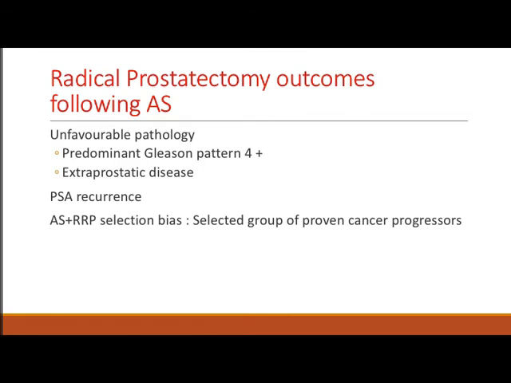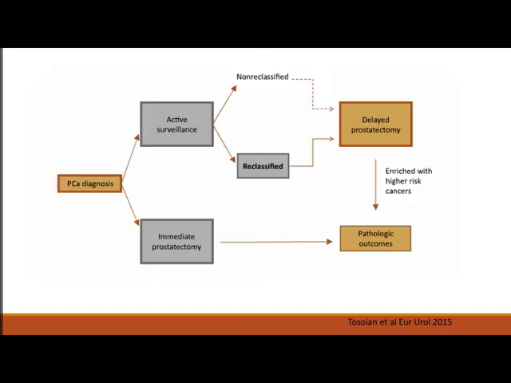So, radical prostatectomy outcomes from our cohort: we looked at unfavorable pathology, which is primary pattern 4 or greater and T3 disease. And we looked at PSA recurrence. There's an inherent selection bias in looking at these patients because they have their diagnosis, they go on to active surveillance, they get reclassified in general and go on to prostatectomy. So you're enriching the group with higher risk cancers. And so your outcomes are going to look worse if you compare it to an immediate prostatectomy model.